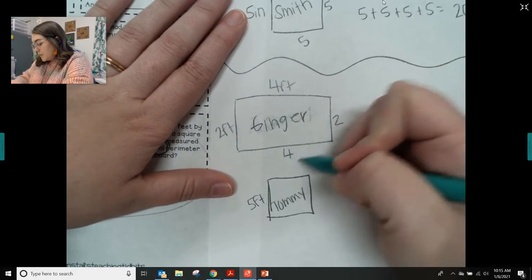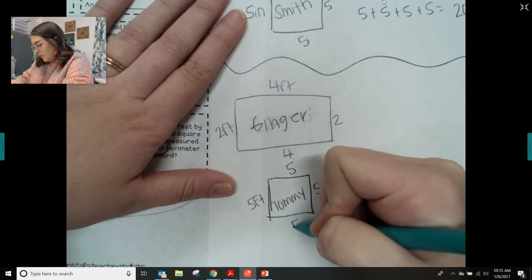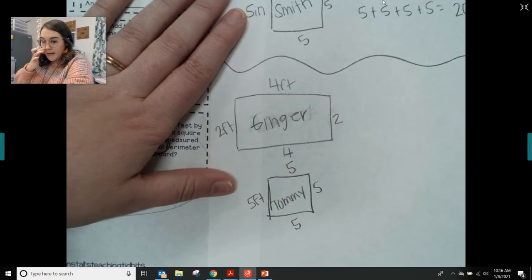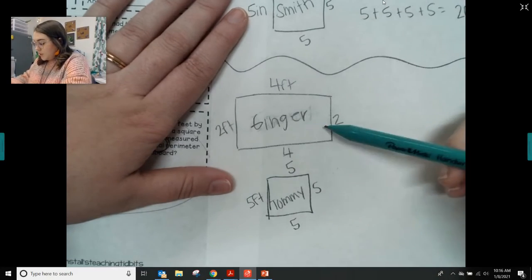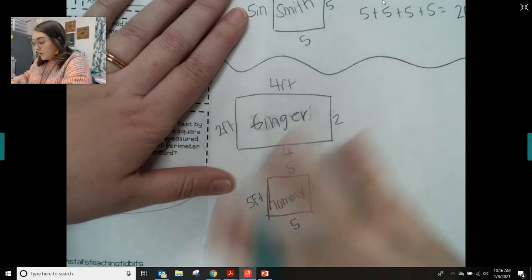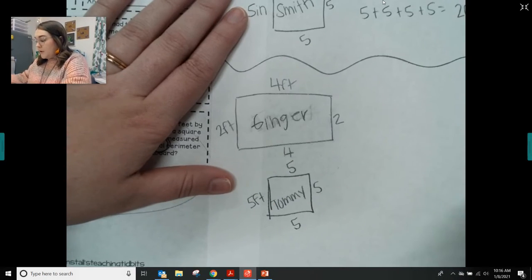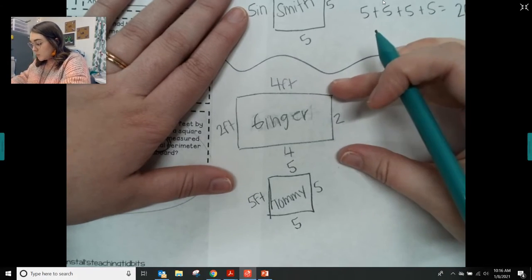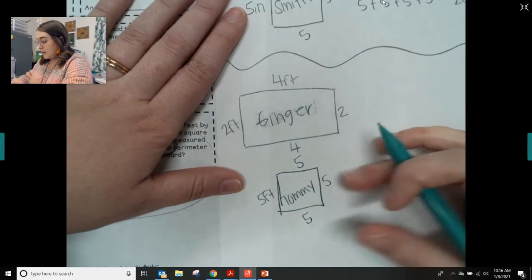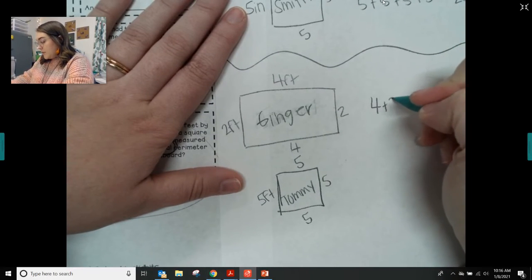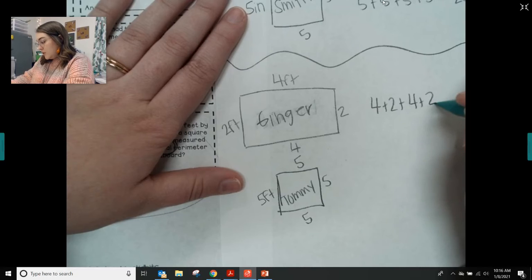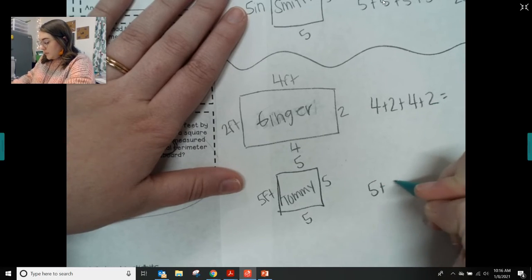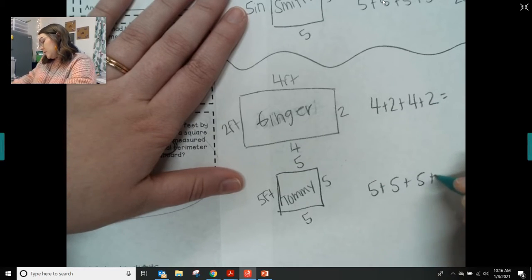So first things first, let's label all our sides because I know a lot of you get confused when you don't label your sides. So 4 and 4, 2 and 2, and all of those are 5. So I've got to find the total perimeter. So the first thing I'm going to do is find Ginger's perimeter and then Tommy's perimeter. So I'm going to do 4 plus 2 plus 4 plus 2. And I'm going to do 5 plus 5 plus 5 plus 5.